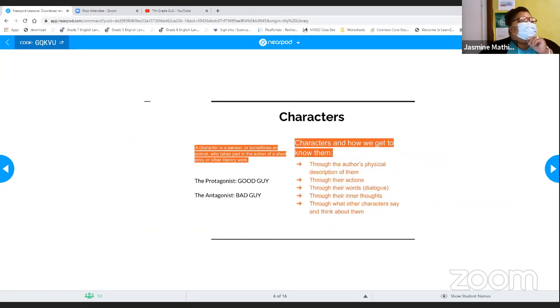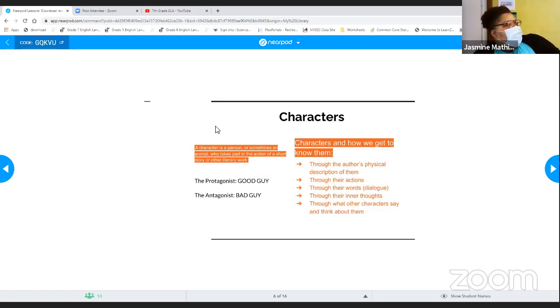Next, characters. When we're talking about characters, we know that a character is a person, or sometimes it can be an animal, and they're primarily the people that the entire literary work is centered around, and they're main characters, as well as just regular characters. So when we're looking at characters, there's two kinds. The protagonist.